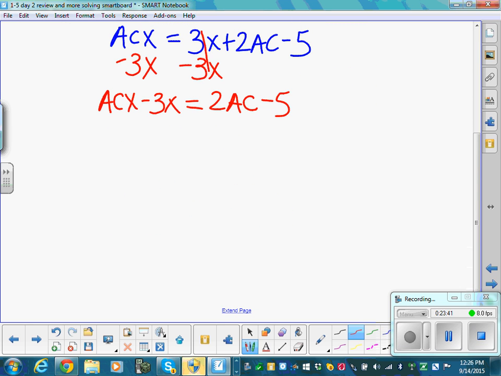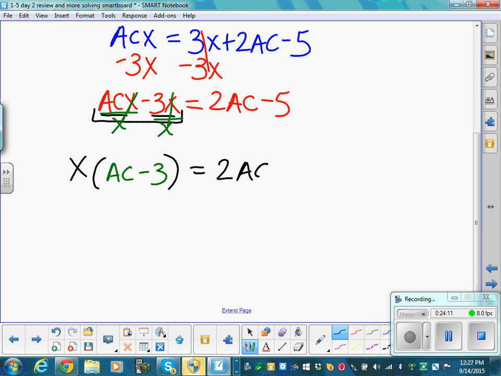Okay, so now, if you focus your attention here, this is kind of cool. Over here on the left, we have something in common in both terms. They both have an x in common. Well, if you ever have something in common in two terms, you can factor it out. So I'm going to pull out an x out of each of those things. Now I've got to write what's left inside. So if I pulled out an x, I divided each term by x. So left in this first term is AC, and then left in the second term is minus 3. So we have that is equal to 2ACs minus 5.